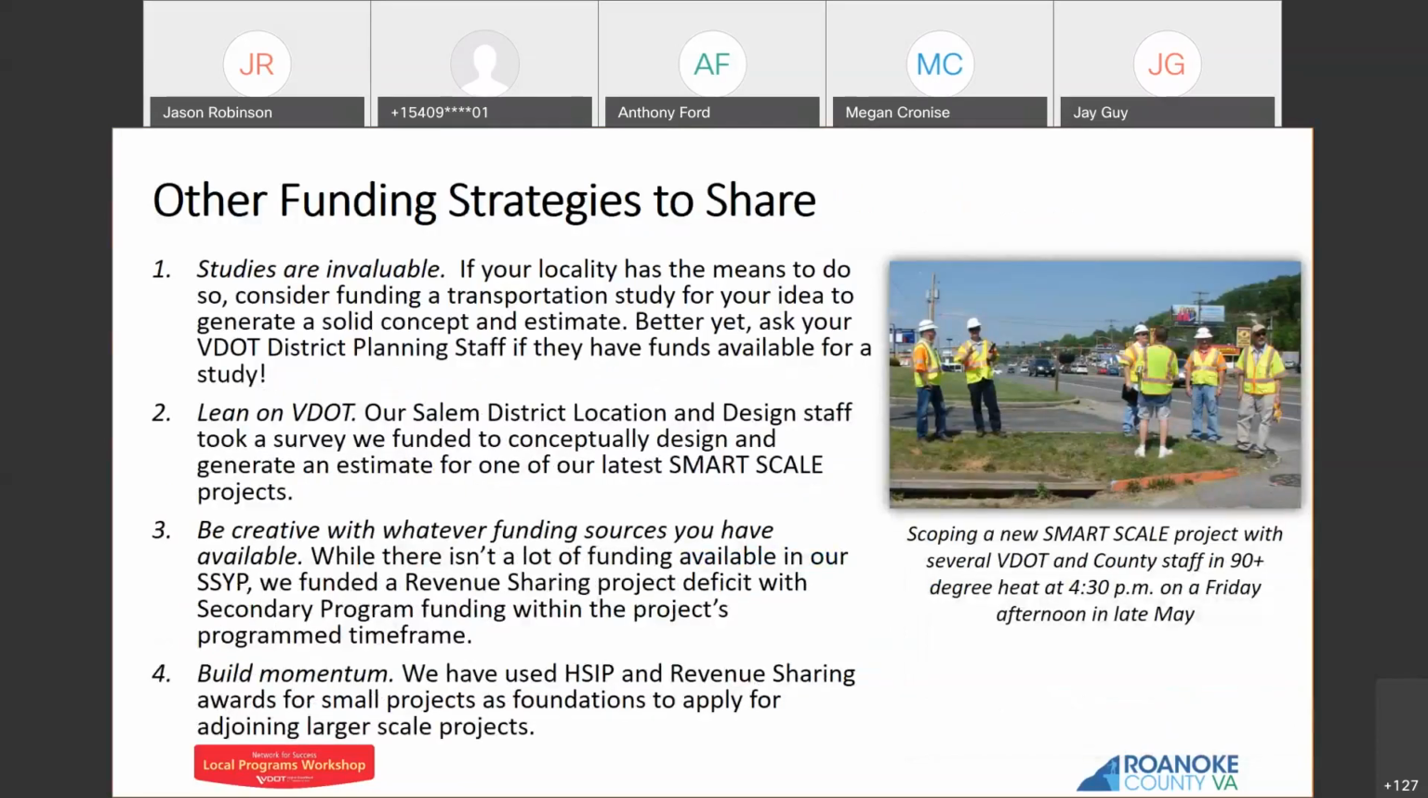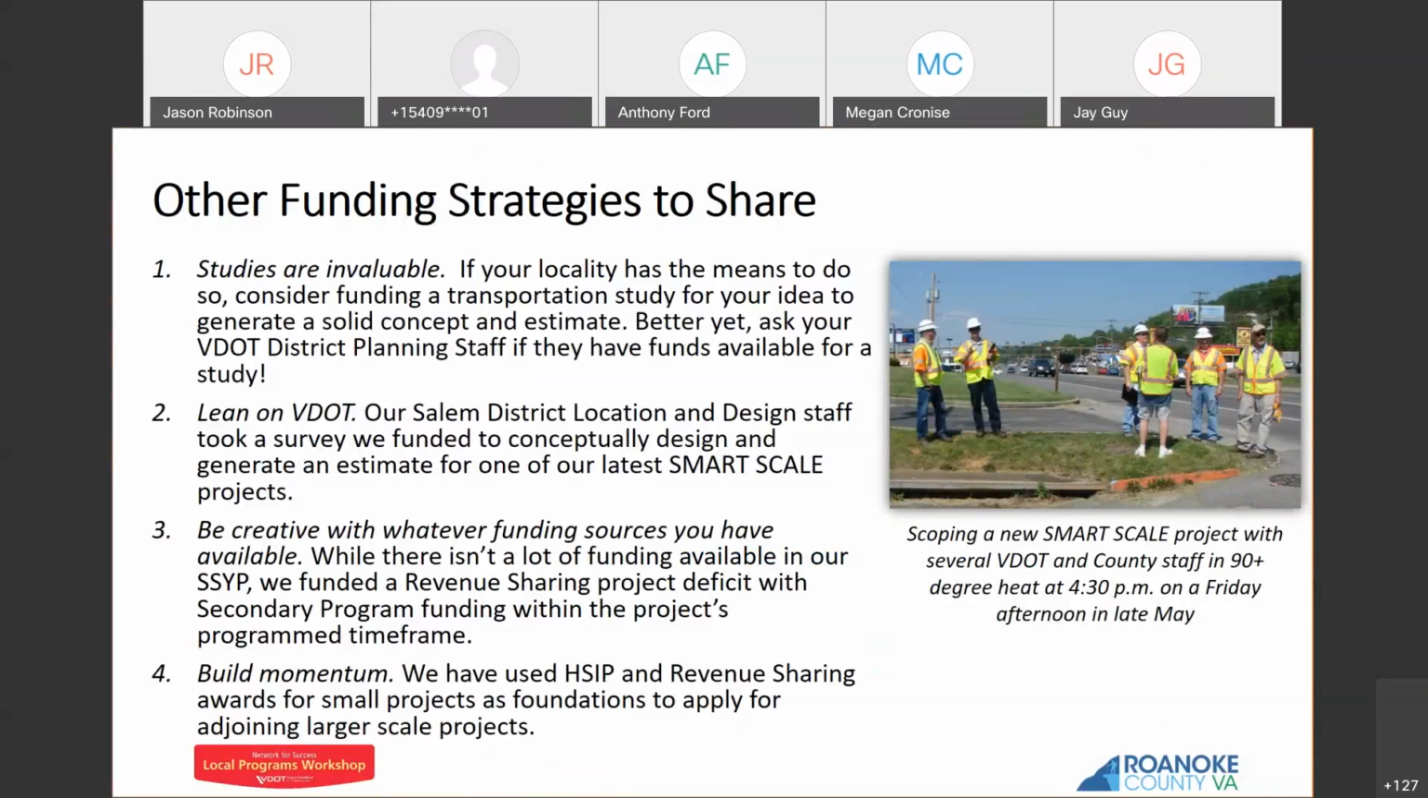I have some other funding strategies to share that aren't necessarily related to the DDI project, but studies are invaluable. If your locality has the means to do so, consider funding a transportation study for your idea to generate a solid concept and estimate. Better yet, ask your VDOT district planning staff if they have funds available for a study. We've been very fortunate to have a few studies funded by VDOT that have set the foundation for some really fantastic projects. Lean on VDOT.